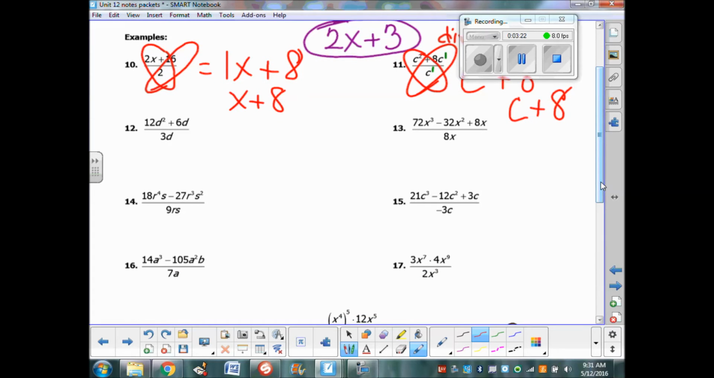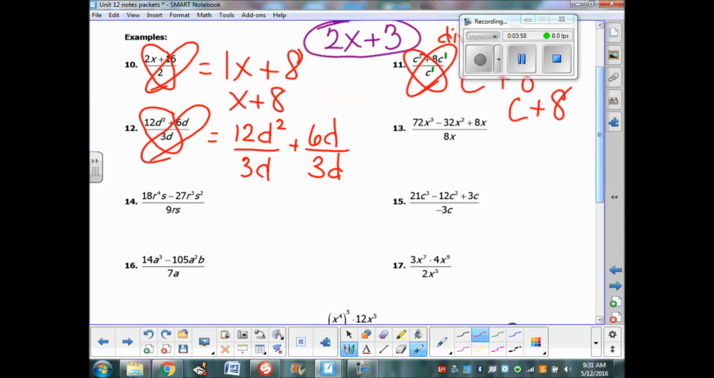Let's look at number 12. Again, I'm going to sort of highlight what I need to divide by. So I've got 12d squared divided by 3d. I'm going to write this out so we can kind of visualize this, because now things are starting to get a little bit more complicated. So I just split it up into 2 little fractions. I showed what I circled, and I made them into 2 division problems.